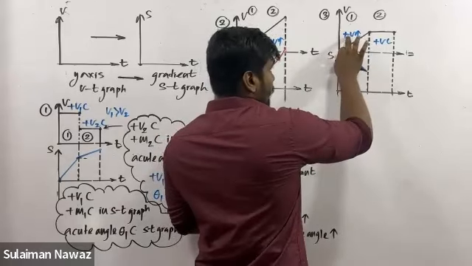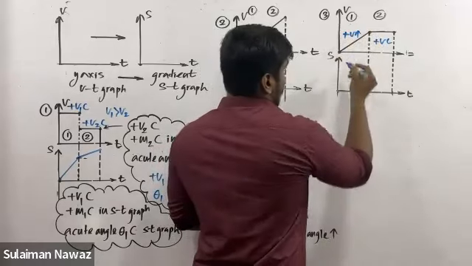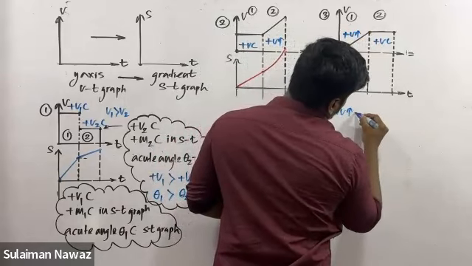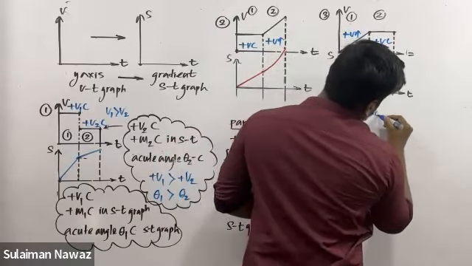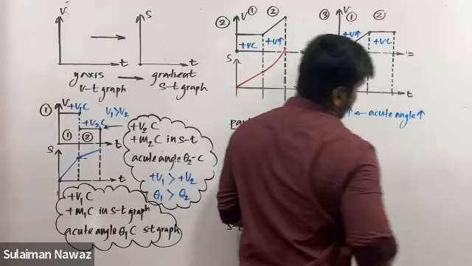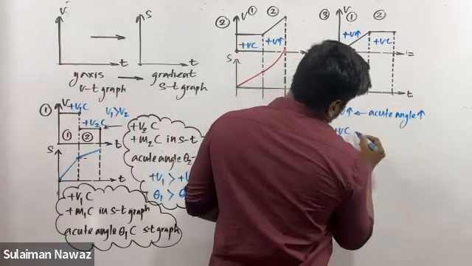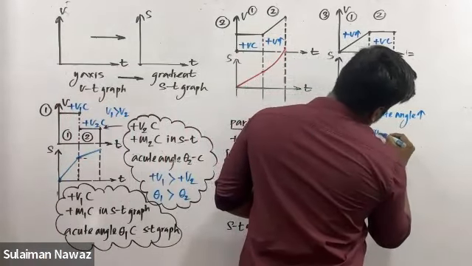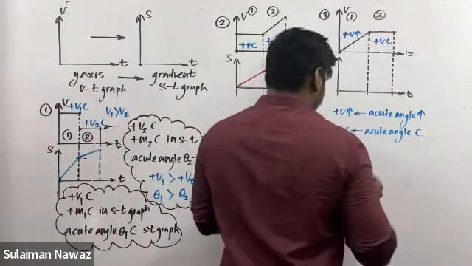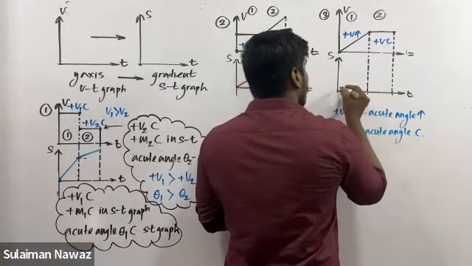Now you know that positive velocity means acute angle. Positive velocity increases means acute angle increasing. Positive velocity constant means acute angle constant. Then how do we draw acute angle increasing?